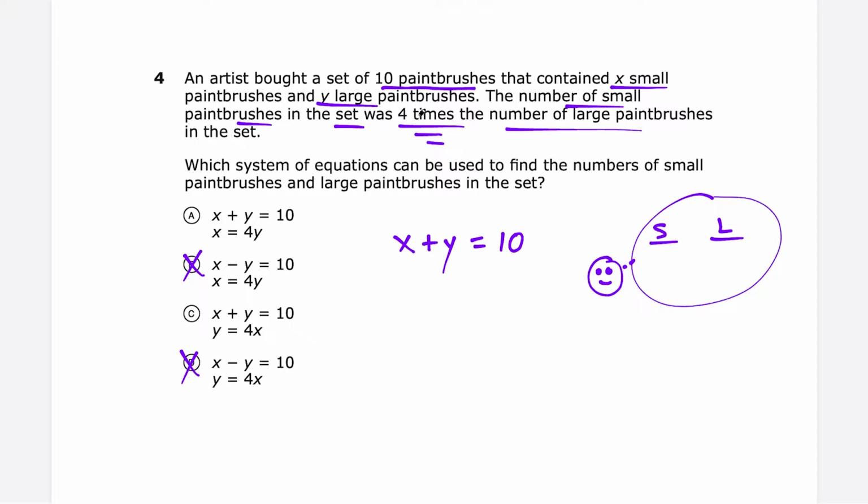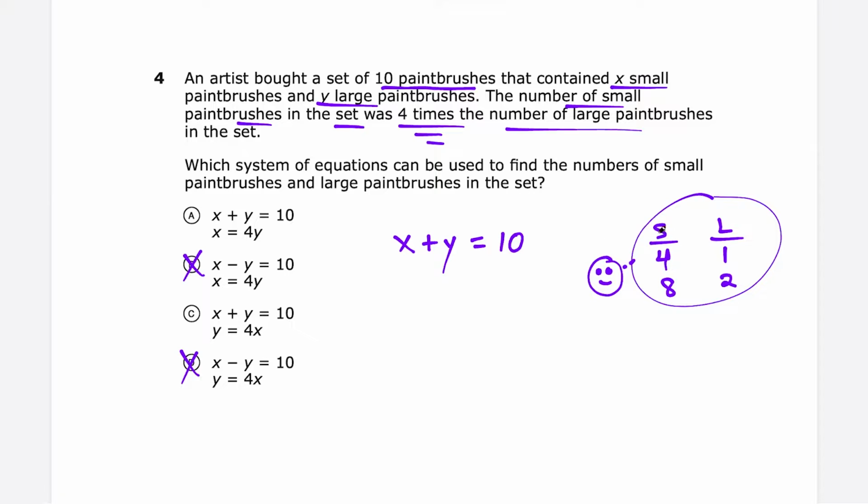So what I know is that, let's say I have 4 small paintbrushes. That would mean that I have 1 large paintbrush, because what they're saying here is the number of small paintbrushes in the set was 4 times the number of large paintbrushes. So whatever amount of large paintbrushes we have, there are 4 times as many small ones. Okay, so we can even see that the combination here has to be 8 and 2. But the point of me thinking about this is that I set up the second equation correctly.